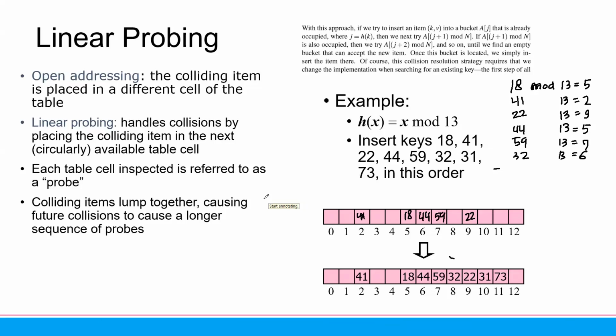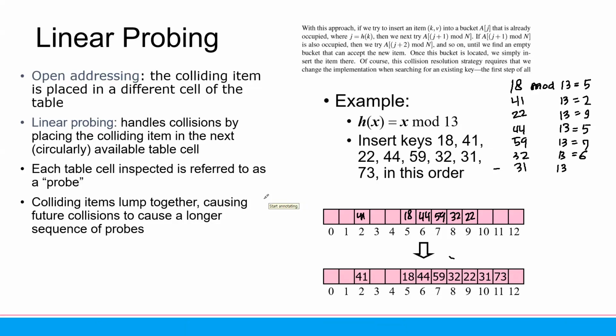Oh, there is an element in the 6. Okay, we can put it on the next element, 7. Oh, there is another element on the 7. Then we put it on the element index 8. Okay. And then we go to the next, 31.